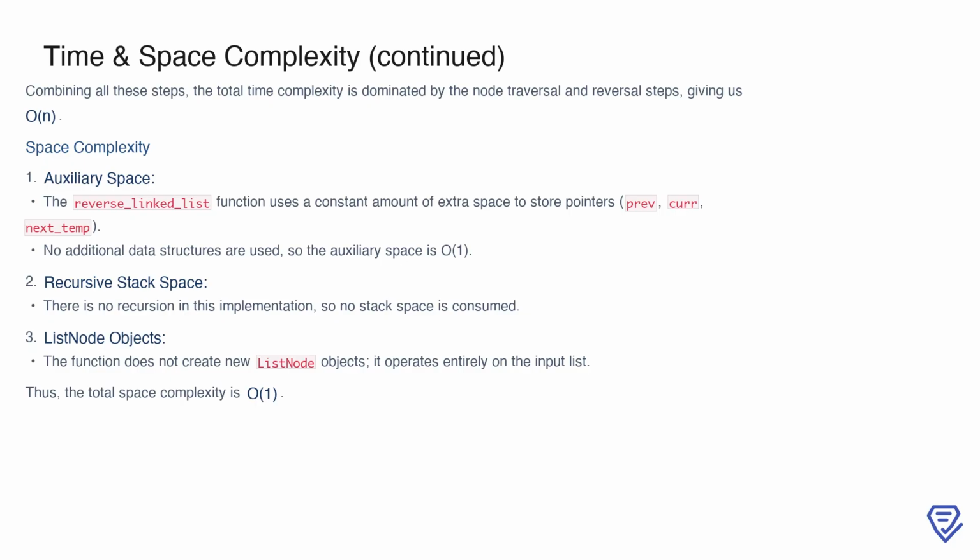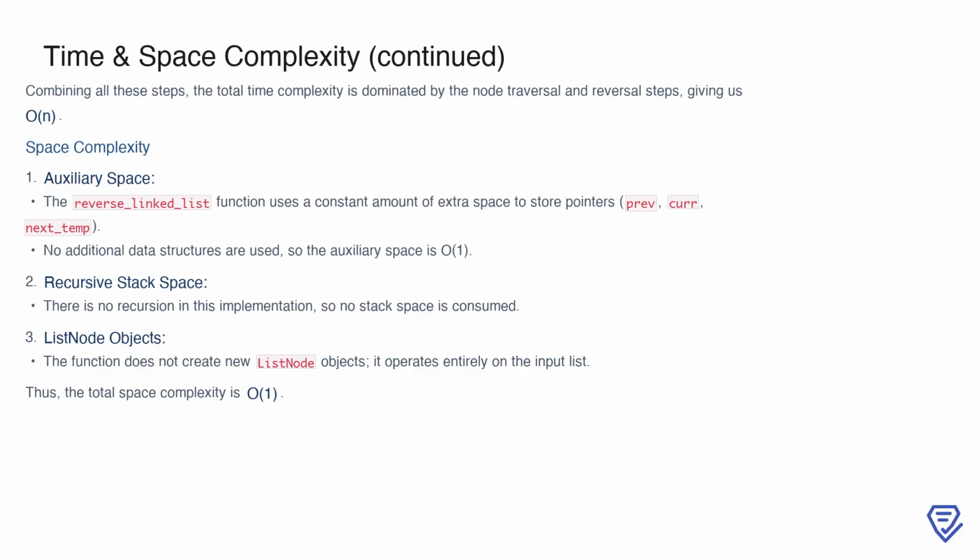Now, let's analyze the space complexity. The reverse_linked_list function uses a constant amount of extra space for pointers like previous, cur, and next_temp. No additional data structures are introduced, so the auxiliary space usage is O(1). Furthermore, this implementation does not involve any recursion, so there is no extra stack space consumed. Lastly, the function operates entirely on the input list without creating new list node objects, confirming that the space complexity remains O(1).